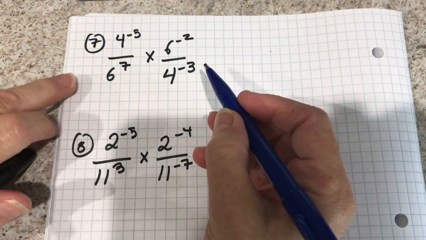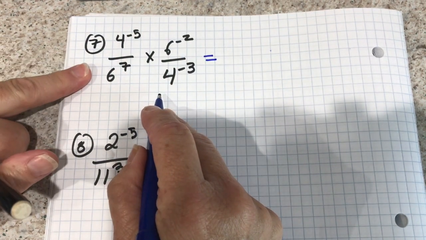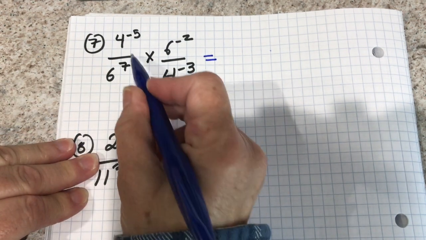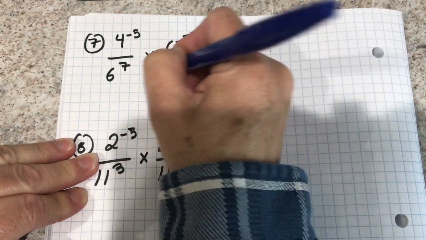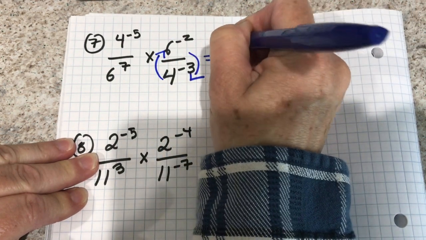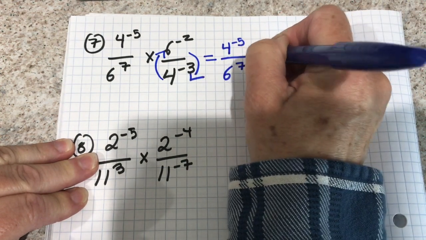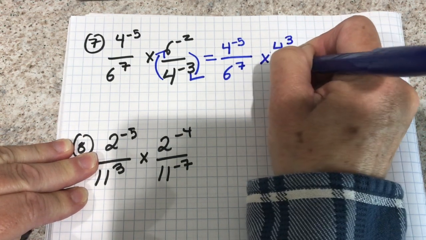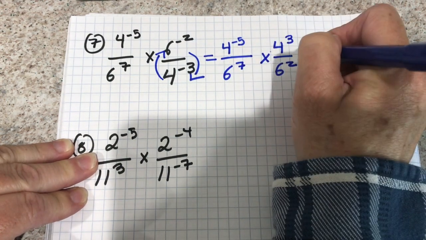For number 7, I'm going to start by rewriting the problems using positive exponents. So actually, you know what? I'm going to put the 4's on top. So if I just flip this 4 to the top and this 6 to the bottom, I now have 4 to the negative 5 over 6 to the 7th times 4 to the positive 3 over 6 squared. This gives me the bases of 6 together and the bases of 4 together.